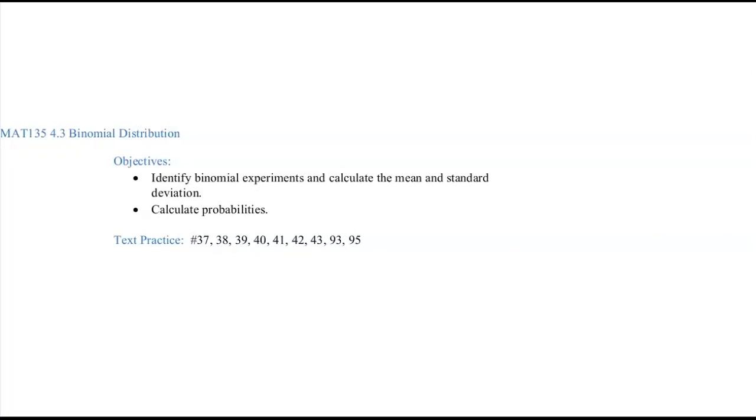In this section, we're going to identify binomial experiments, and with those experiments, calculate the mean, which is also known as the expected value, and the standard deviation. We're also going to calculate some probabilities. The last couple pages of these notes we'll be using our calculator to calculate some probabilities. And the practice problems from your textbook are listed here.